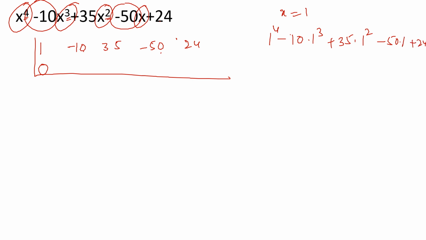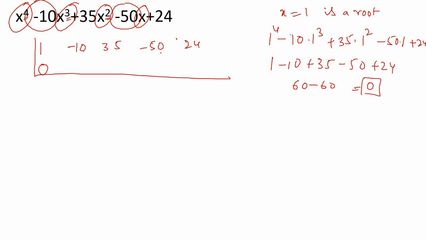Okay. Now let's see this. 1 minus 10 plus 35 minus 50 plus 24. How much is this? Minus 60, 36 plus 24 is plus 60, which is equal to 0. So we have got x equal to 1 is a root. We can only divide with a root, isn't it? So let us divide with a root.